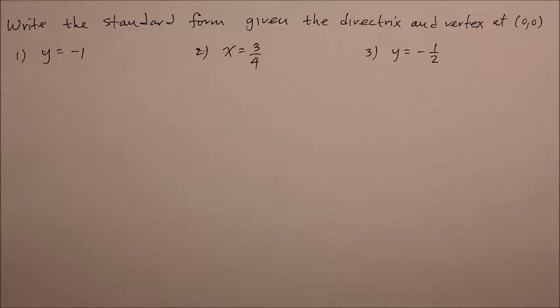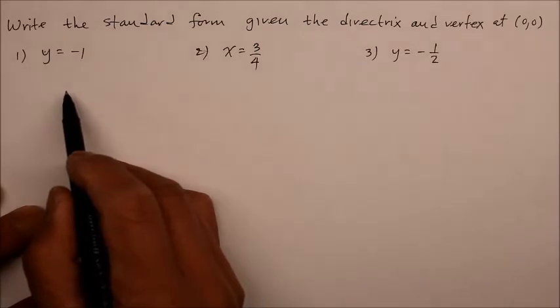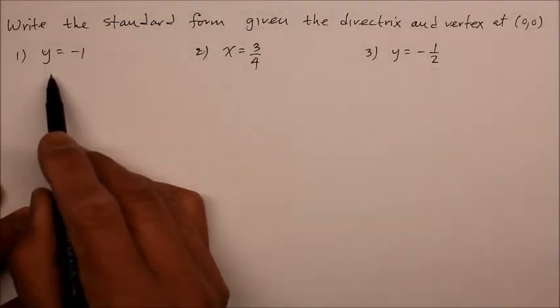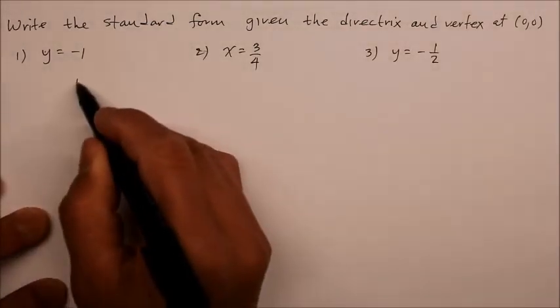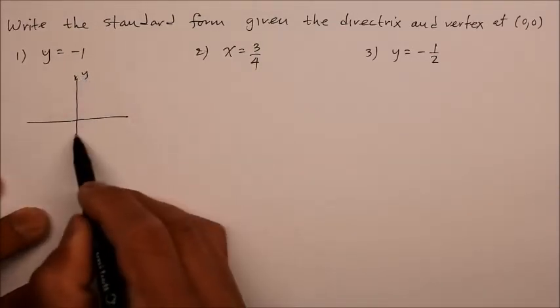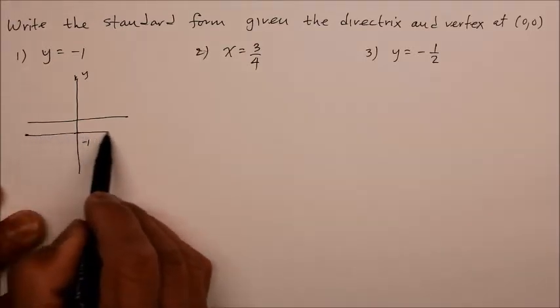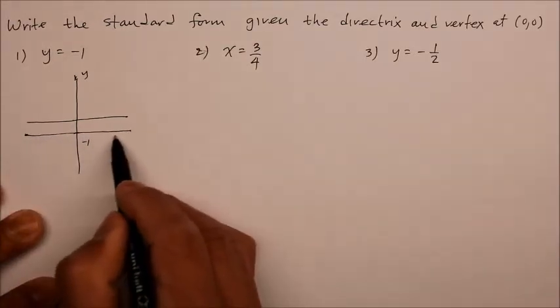Okay. Now this part is about writing the standard form again, but instead of being given a focus, this time we're given a directrix. It's the same thing, however. Okay? So let's get a picture of what this is supposed to look like. First of all, the directrix is going through the y-axis. So if I were to graph it, on the y-axis, here's the -1. And here's the directrix.